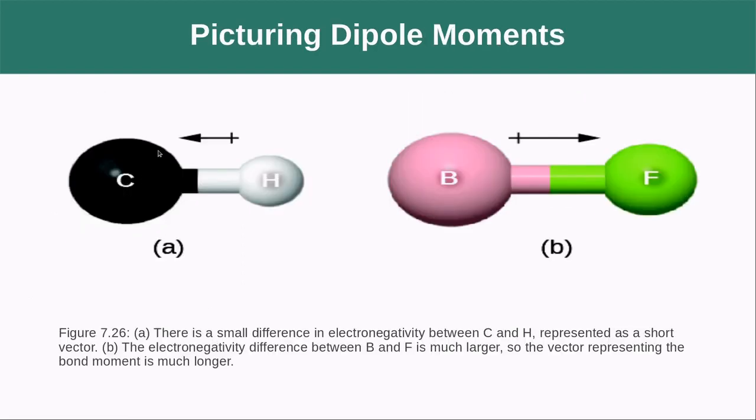So here we can see we have carbon and hydrogen. There's not a huge difference between them, so we get a smaller vector. And by difference, I mean the difference in their electronegativity. Here we have boron and fluorine. There's a very large difference in their electronegativity, so we get a larger dipole moment.